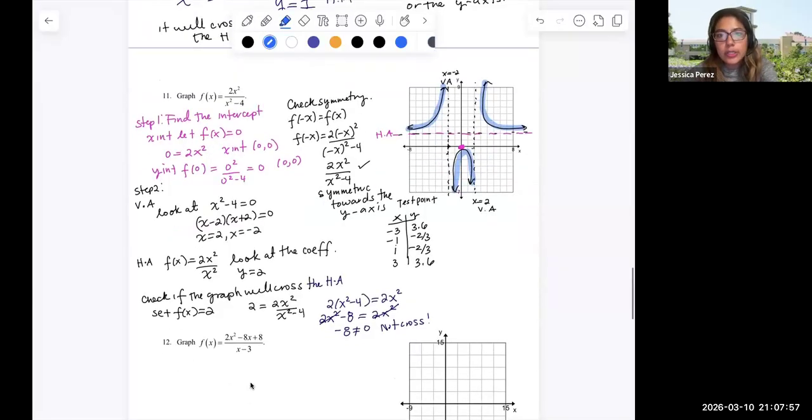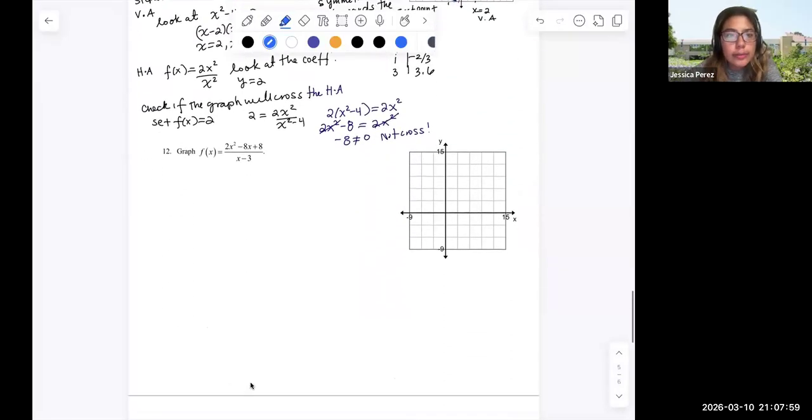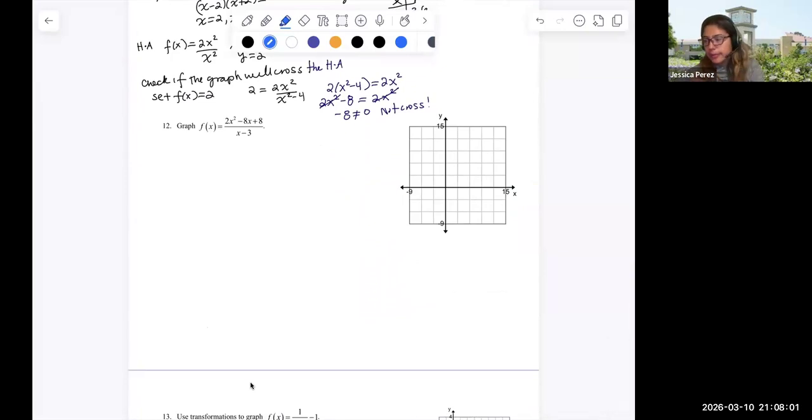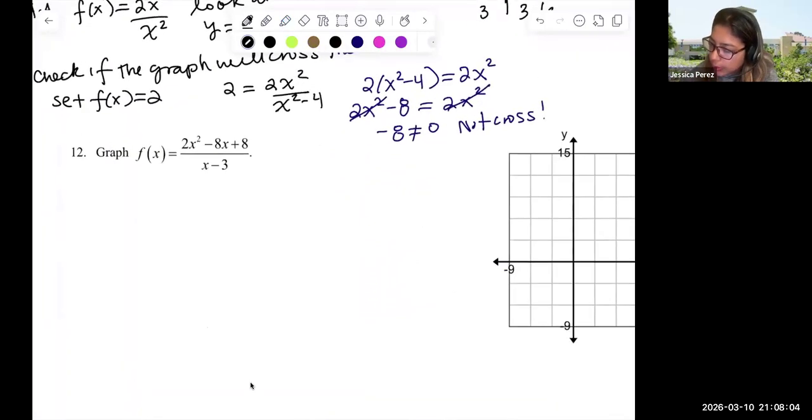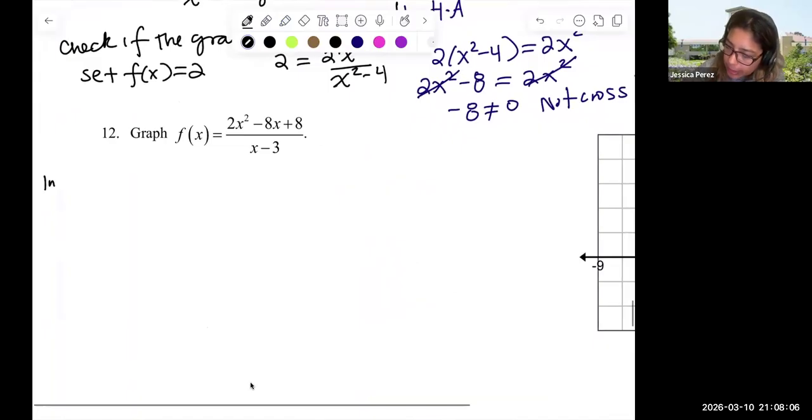Now the next thing we want to do is look at question 12. Question 12 is very similar, so we're going to do all of the steps. We're going to first find the intercepts.